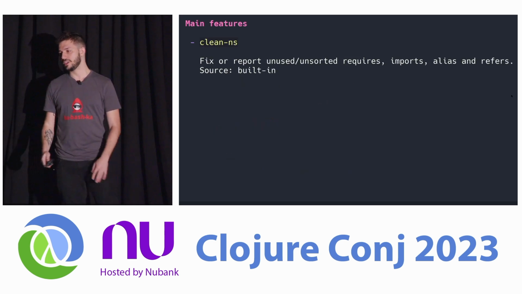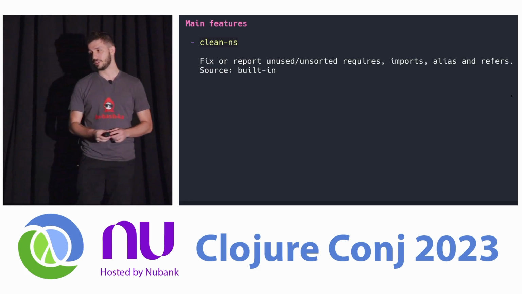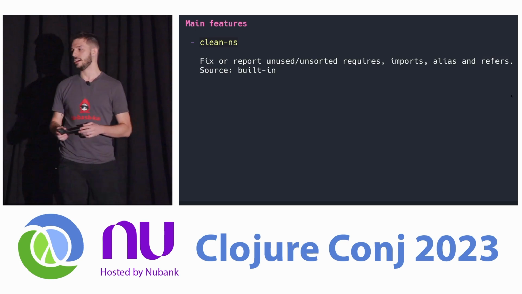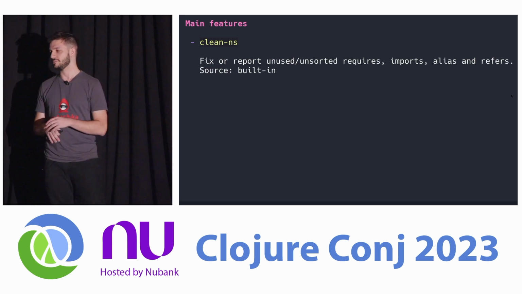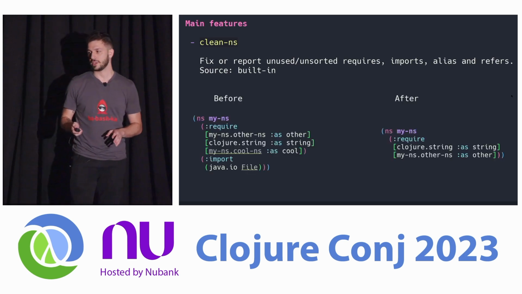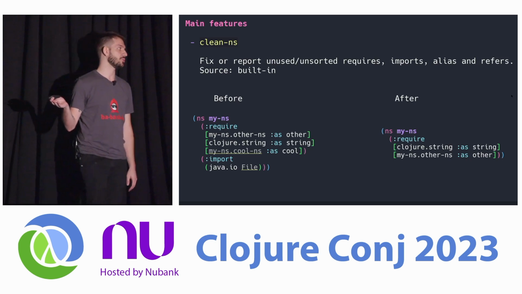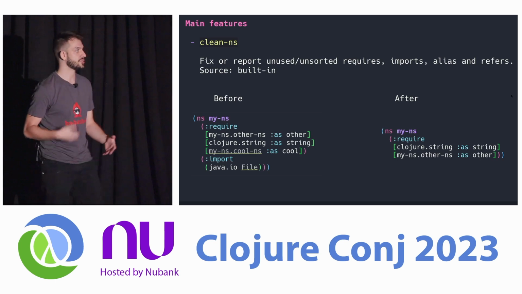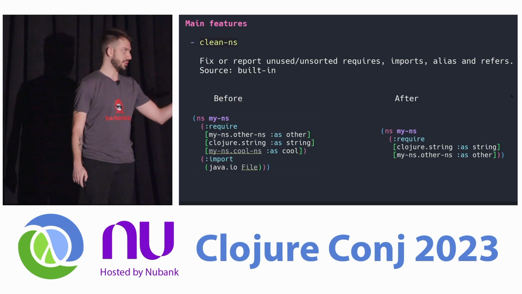Then we have the clean namespace. Clean namespace is also a really good feature. It can fix or just report the unused or unsorted requires, imports, aliases, refers, and everything like that. So say we have this namespace with unsorted requires, unused requires, and imports, and after applying this clean namespace, you would have this beautiful namespace.